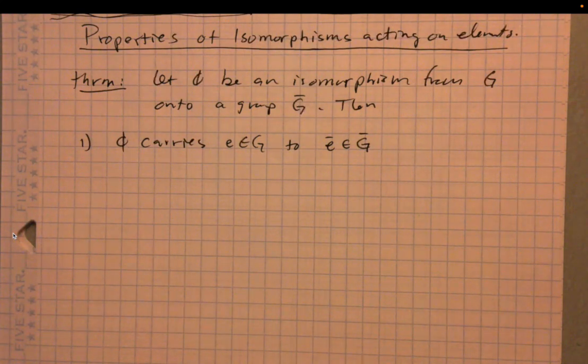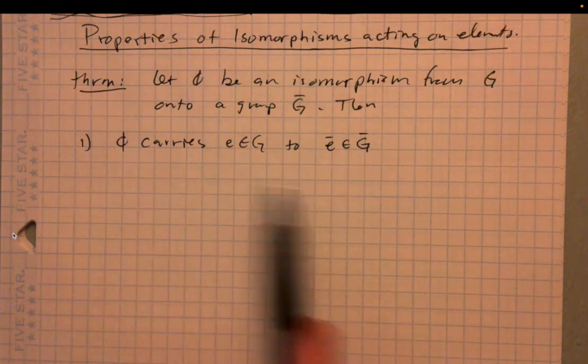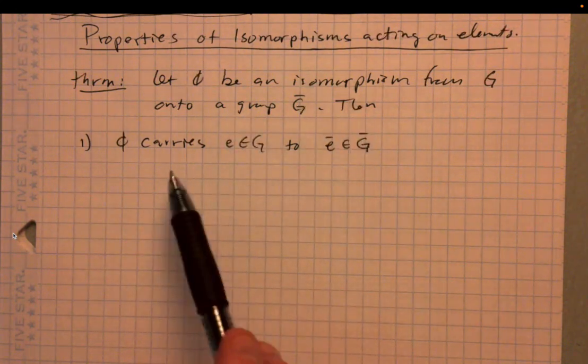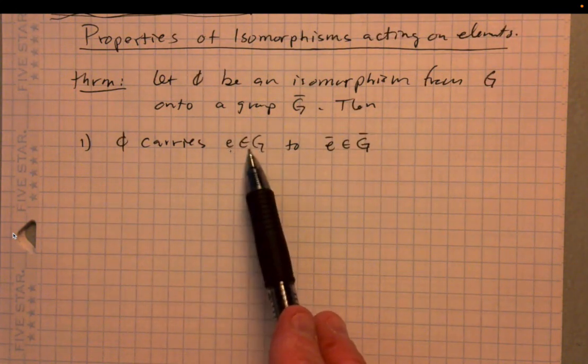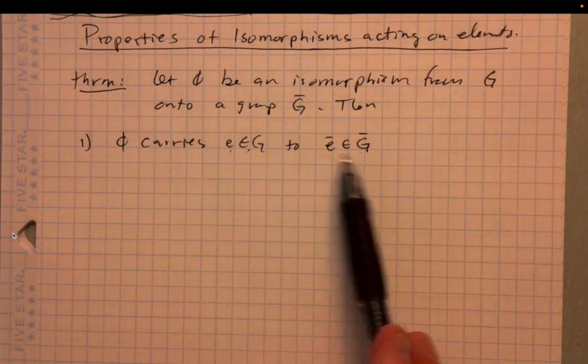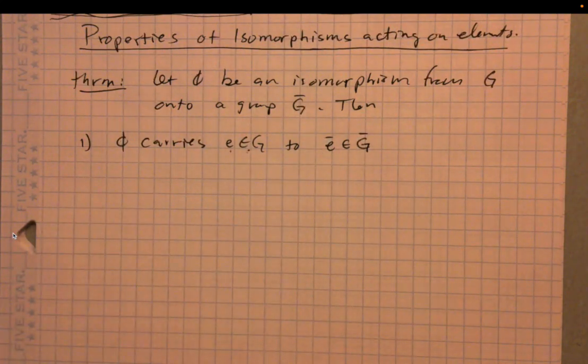Now, most of these properties are going to be very straightforward, if you take seriously the idea that groups that are isomorphic have the same structure. So this one should be relatively obvious given the definition of the isomorphism. E in G ought to be mapped to E bar in G bar if the structures are preserved, and indeed they are.